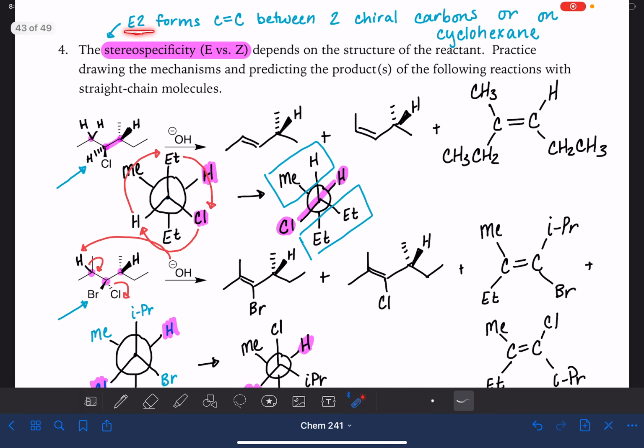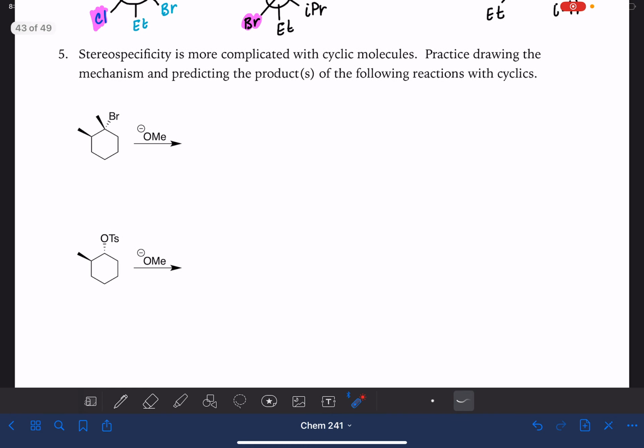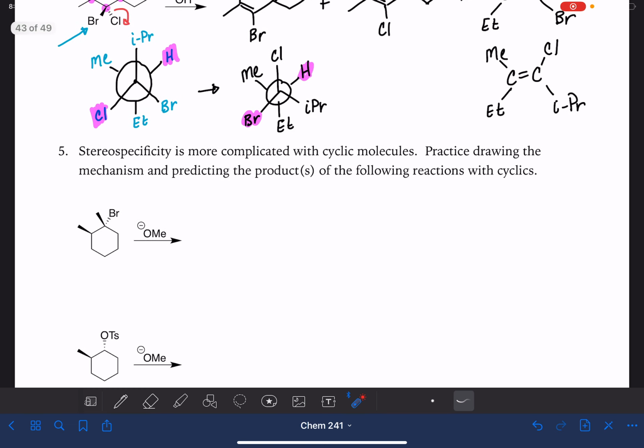Remember that E2 stereospecificity, we have to worry about that only when we're forming a carbon-carbon double bond between two chiral carbons, or when elimination is taking place on a cyclohexane. So that's what we're going to look at next. This is a little bit more complicated when we're dealing with cyclic molecules. It's the same sort of situation with a cyclic molecule. The halogen and the hydrogen that are being eliminated need to be anti to each other. In a cyclic molecule, that means they need to be 180 degrees apart. They need to be axial up and axial down relative to each other.